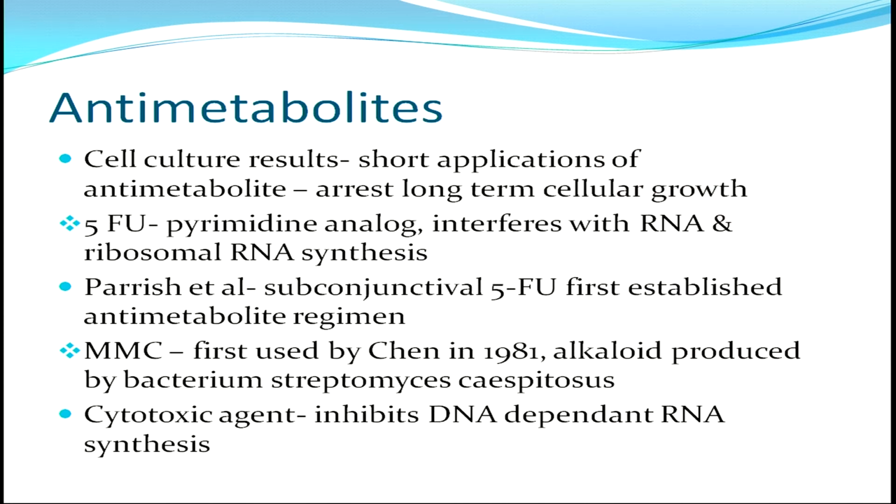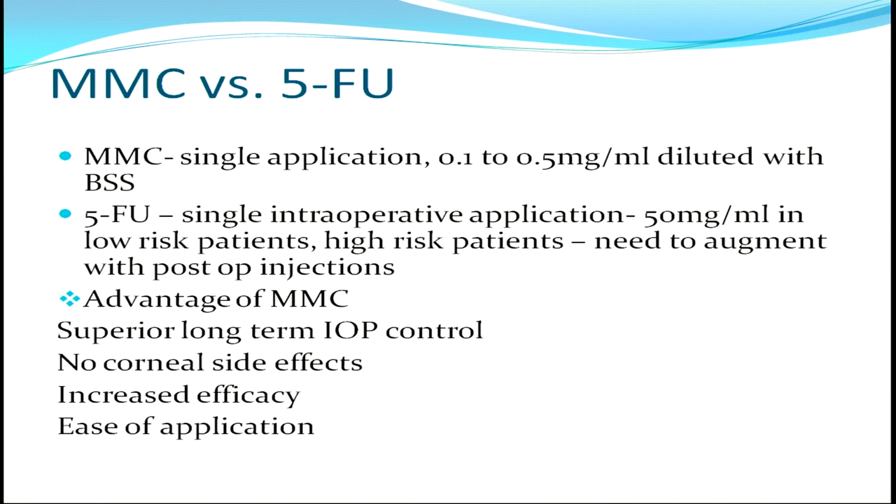Antimetabolite use was based on cell culture results showing that short-term applications of antimetabolites arrest cellular growth for a long term. Based on that, first Parrish et al. introduced the 5-fluorouracil regimen in trabeculectomy. It is a pyrimidine analog which interferes with RNA and ribosomal synthesis. Mitomycin C was first used by Chen, and it is a cytotoxic agent which inhibits DNA-dependent RNA synthesis.